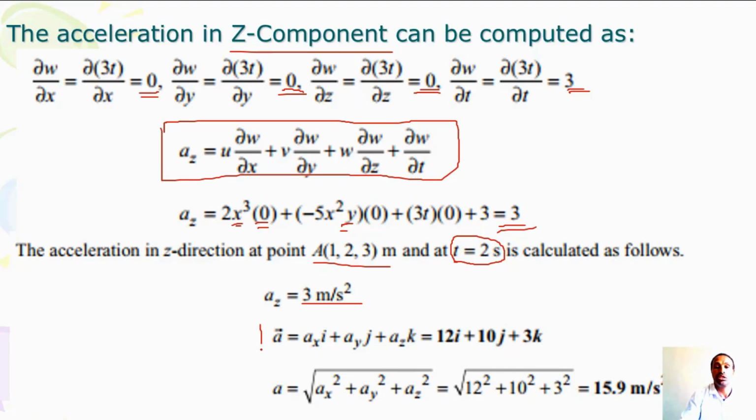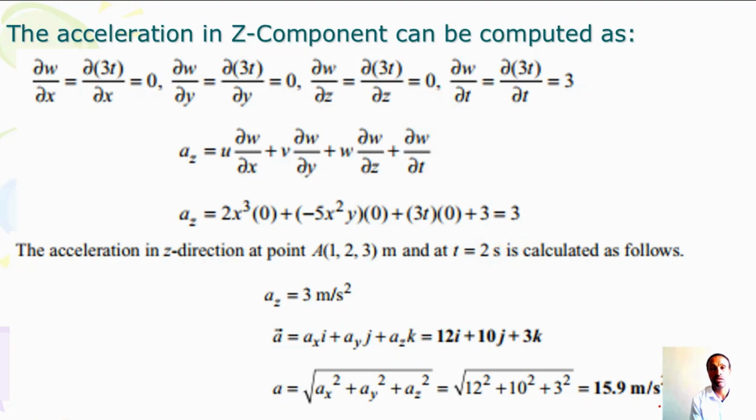Once you compute the acceleration in z direction, then you can find the magnitude of acceleration. This is the acceleration vector, which is ax i plus ay j plus az k. The magnitude of acceleration is the square root of ax squared plus ay squared plus az squared, equal to 12 squared plus 10 squared plus 3 squared. Then you get this result. So this is the magnitude of the acceleration of a fluid particle at the point (1, 2, 3) when time is 2 seconds.